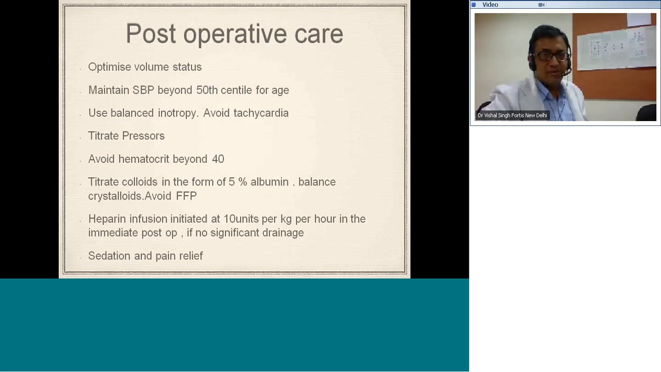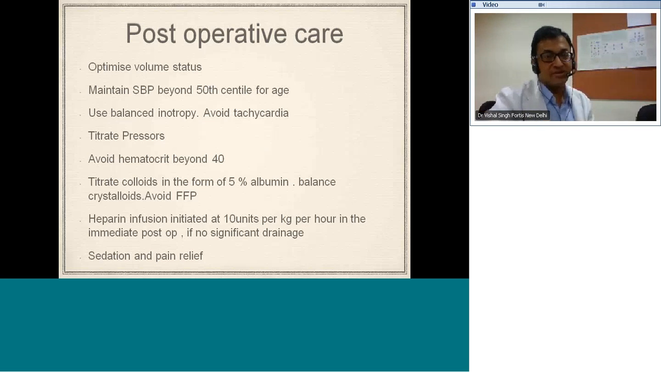The post-operative situation in any BT shunt, and neonatal BT shunt specifically: optimized volume status. Now, optimized volume status is a very broad term. Look at your filling pressures, your systolic blood pressures, your liver size, the base of the chest, and obviously if you have an echo machine, always look at the IVC. That will give you an idea as to how much volume you need to give.